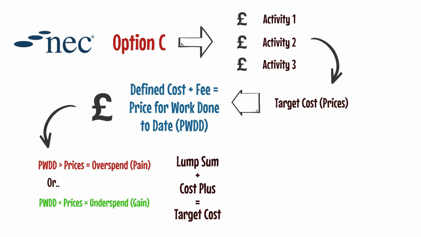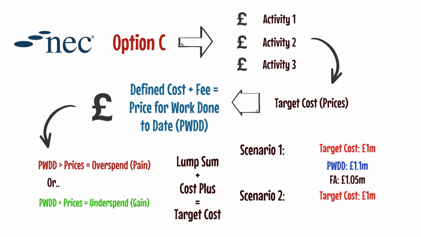For example, let's imagine a contract with a flat 50-50 pain gain share arrangement. In scenario 1, the target cost is £1 million. But the final price for work done to date is £1.1 million. That's £100,000 over. So the overspend is then split 50-50, and the contractor is paid £1,050,000, taking a £50,000 hit on their margin. In scenario 2, the price for work done to date is £900,000, 100k under target. Similarly, the difference is split, and the contractor is paid £950,000, earning an extra 50k on top of their margin.